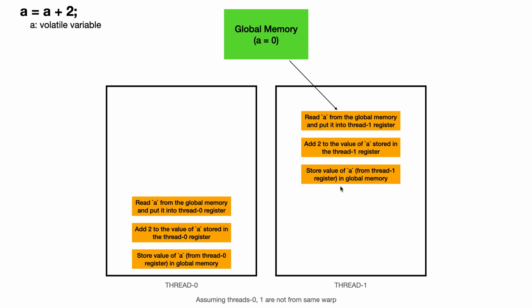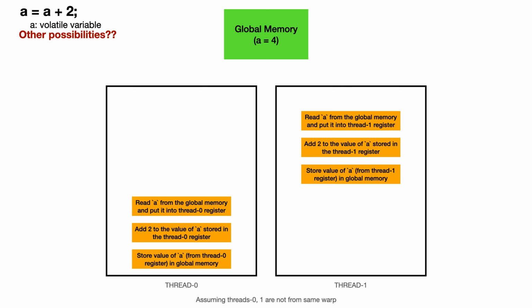So now first thread 1 is going to read A from the global memory and put it into the thread 1 register. Then it's going to add 2 to the value stored in the thread 1 register. And then it's going to store the value of A from the thread 1 register back to the global memory. So note that A is updated to 2 now. Now, thread 0 is going to read A from the global memory, which is 2 in this case, and put that value into the thread 0 register. So thread 0 register will have A equals to 2, and then it's going to add 2 to the value. Now, the thread 0 register would have A equals to 4, and then it would store the result back into the global memory, where the global memory would be updated with A equals to 4.